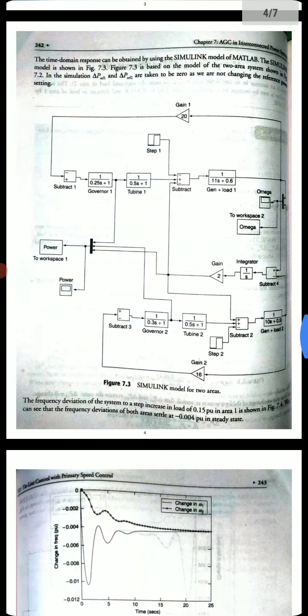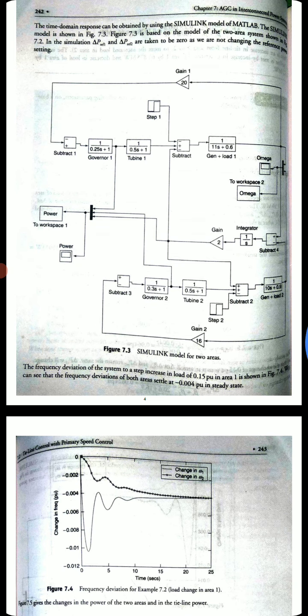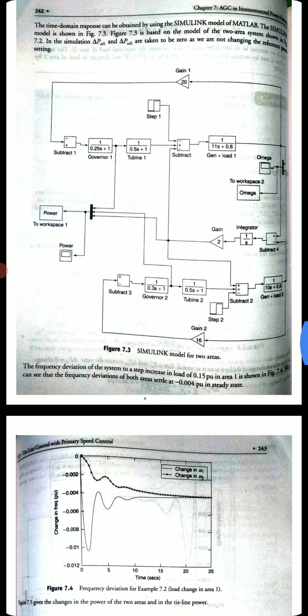In the next class, we will see the tie line bias control, that is, frequency bias tie line control. Okay, thank you.